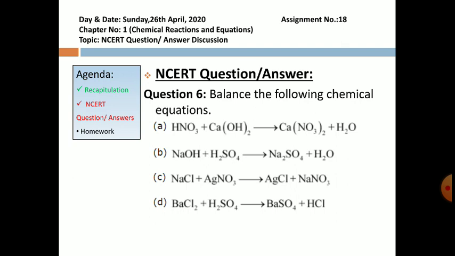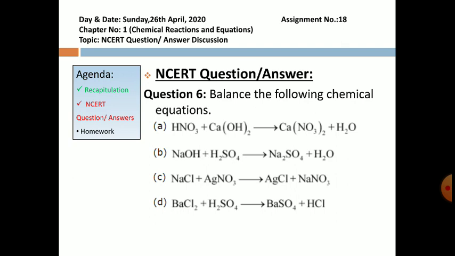C part, NaCl plus AgNO3 gives AgCl plus NaNO3. Balanced chemical equation becomes NaCl plus AgNO3 gives AgCl plus NaNO3. It is balanced itself.